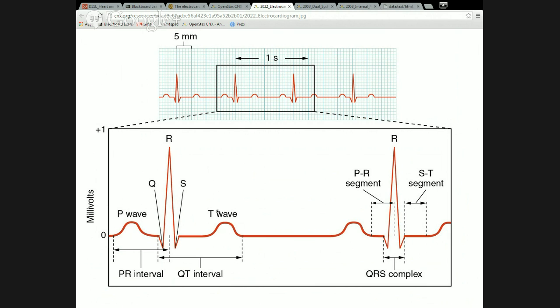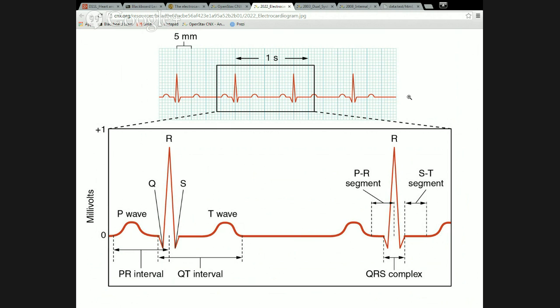And then the next heartbeat, we see a P wave, QRS complex, and a T wave. And then the next heartbeat, we see P, QRS, T. And we would keep seeing that repeating over and over, P, QRS, T. And it's just representing the activity in the conduction pathway.